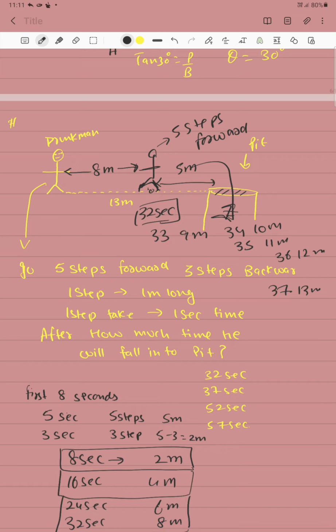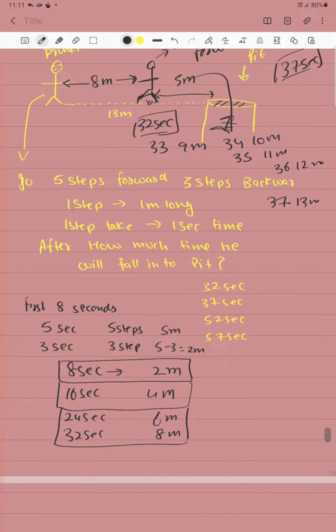So this is a tricky question. Answer is 37 seconds. Okay, how 37 seconds? 8 meter will take 32 seconds, but after 8 meter he needs to go only straight, right? And that straight path is only 5 meter away, that he can go straight and cannot come back, right? In this way he will consume 37 seconds and fall into this pit, right?